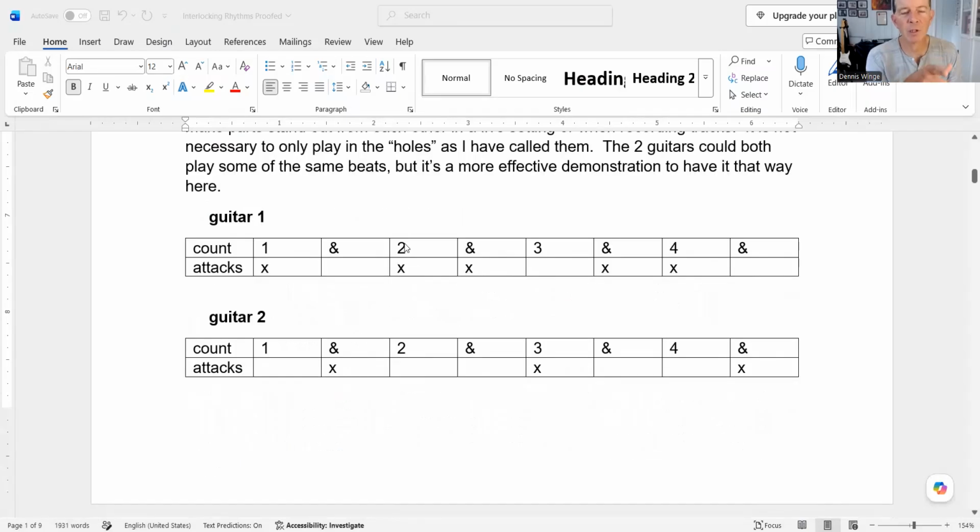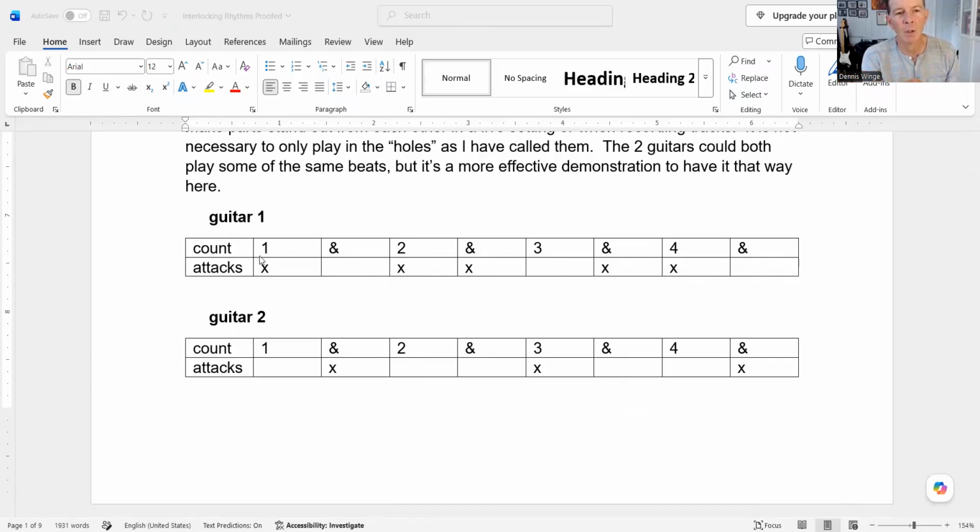So this is why I wrote this article called Interlocking Rhythms, and I'm going to walk you through it. Now I prefer this type of notation versus standard notation because not everyone reads music, and I also want to map out things visually in a way that standard notation doesn't always give.